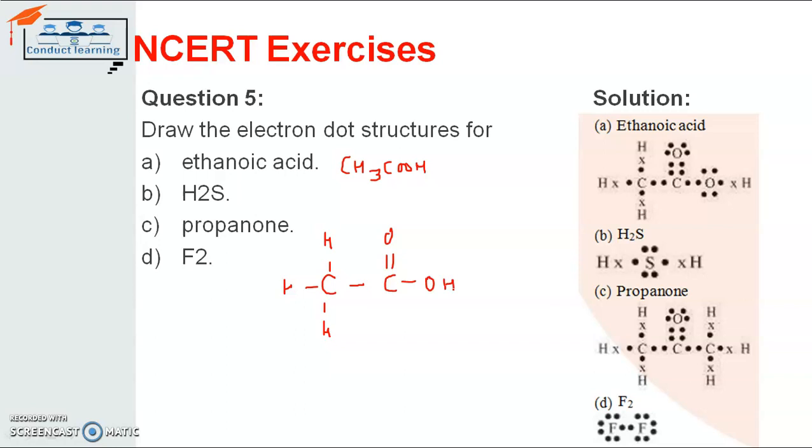If you know the number of valence electrons present in each of its atoms, we know that carbon has 4 electrons. So accordingly I can present those 4 electrons through dots for both of the carbon atoms. So both of the carbon atoms have 4 electrons. And for hydrogen and oxygen, I will represent them by a different sign.